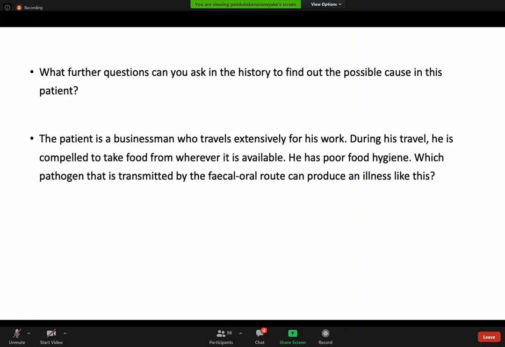Like, for example, this is very, very common for travelers or businessmen who travel extensively to not be able to get the food that they want from the sort of place they like, and they are exposed to poor food hygiene. So which pathogen that is transmitted by the fecal-oral route can produce this illness? Typhoid.